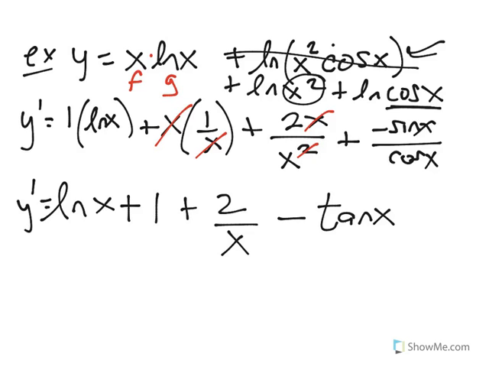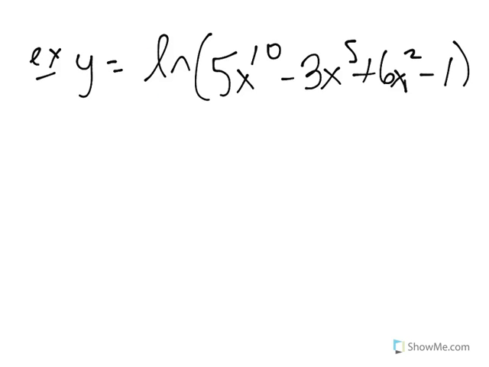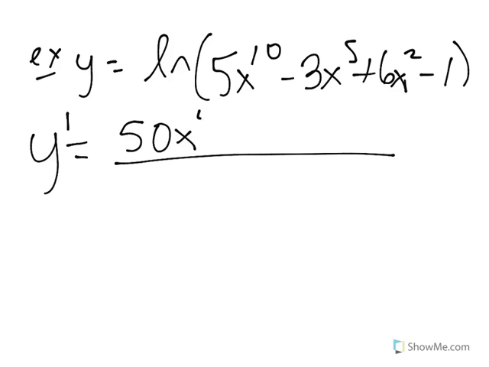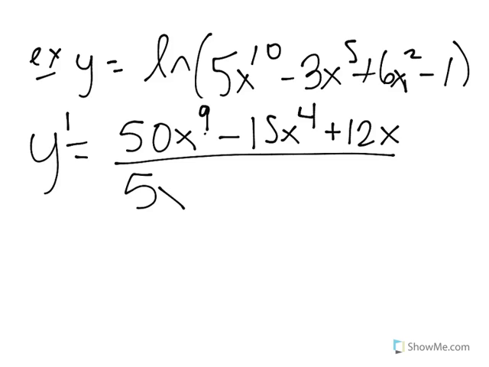And that's everything that you need in order to be able to do derivatives of natural logs. One more final basic logarithm rule example, just to make sure you understand it. Okay, the derivative of this is just the derivative of the inside, 50x to the ninth minus 15x to the fourth plus 12x all over the inside function. If you understand that, you can work with everything.